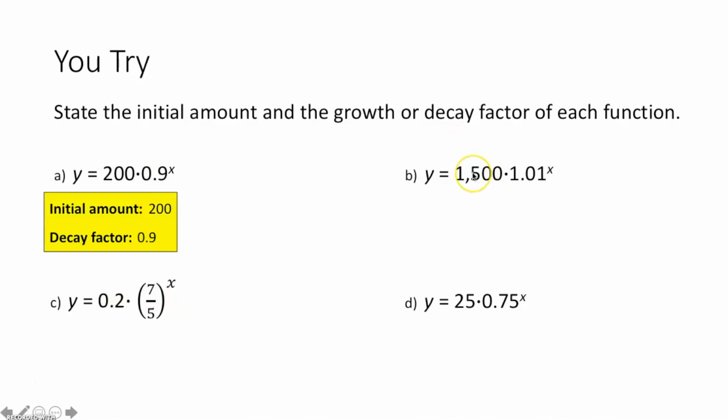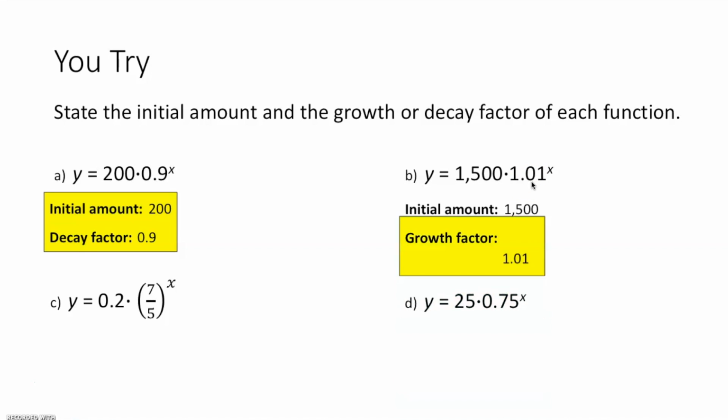Here, your initial amount, the number multiplied out front, is 1,500. Your growth or decay factor is this b value here. Is that greater than 1? Yeah, just barely, but it is. So it's going to be exponential growth. So it's going to be a growth factor of 1.01.